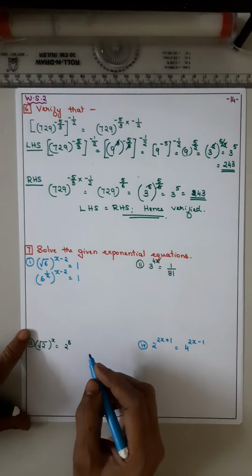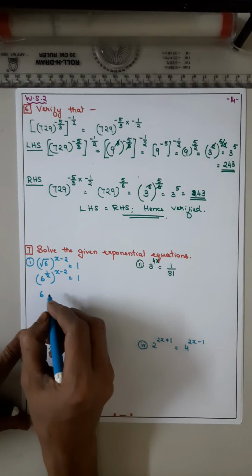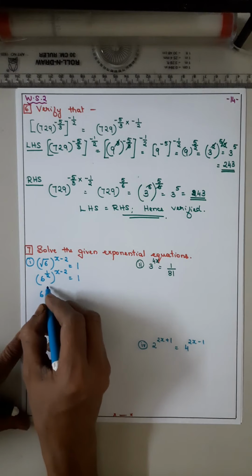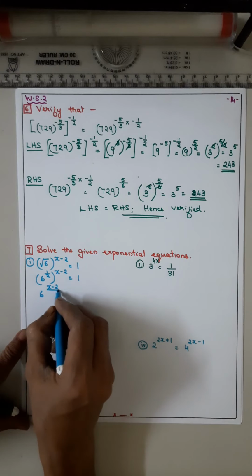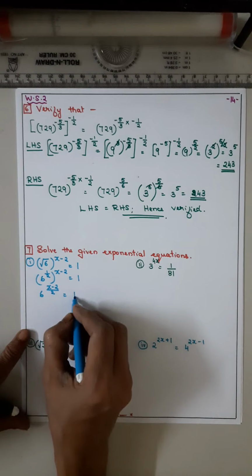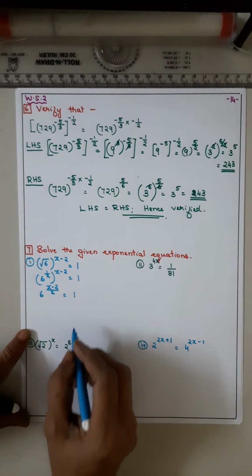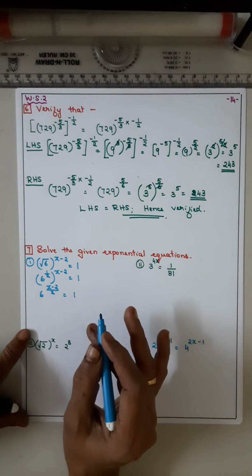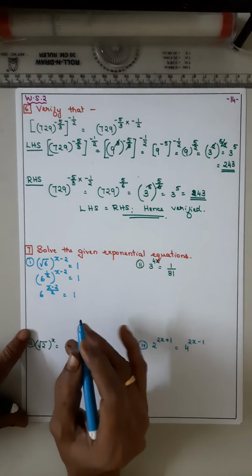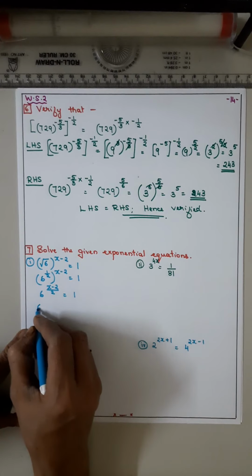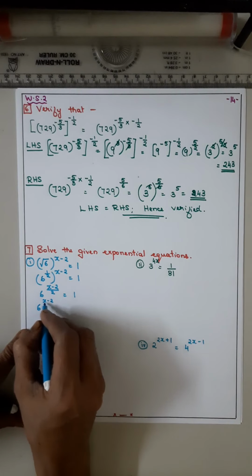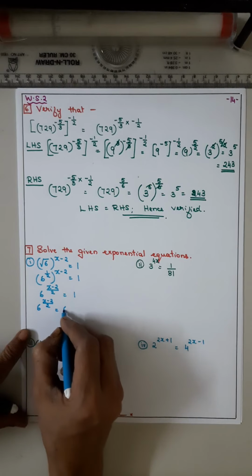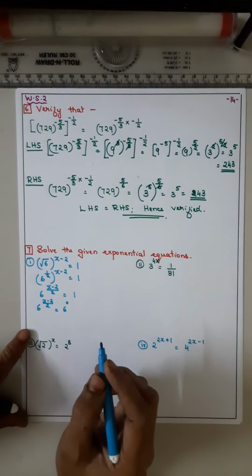Now 6 to the power this one becomes x minus 2 by 2 is equal to 1. 1 means what? Any base to the power 0. So you can write 6 to the power x minus 2 by 2 is equal to 6 to the power 0.